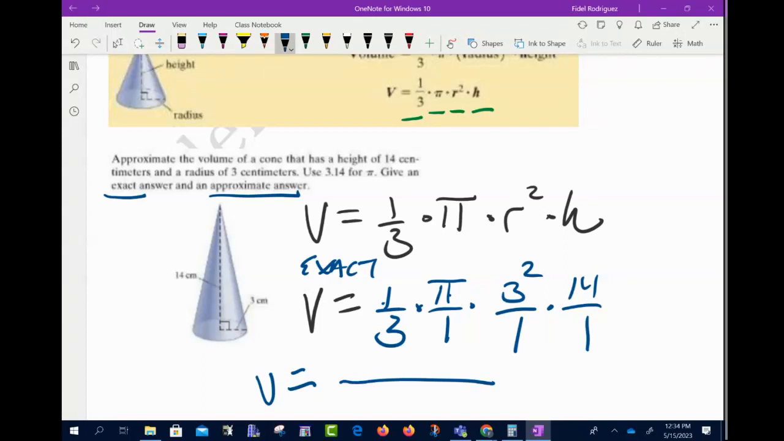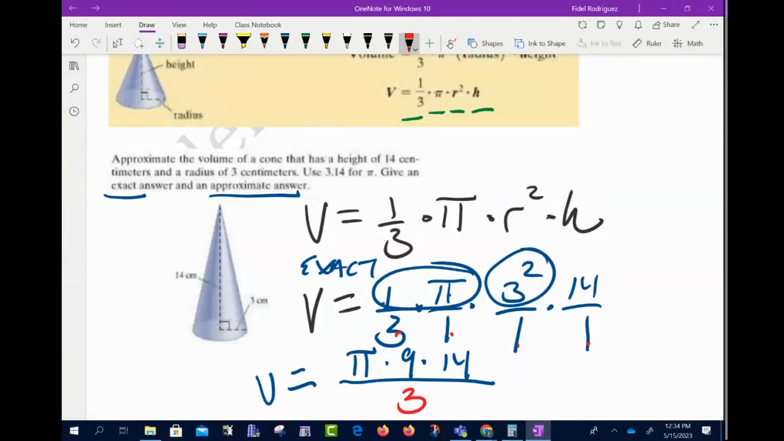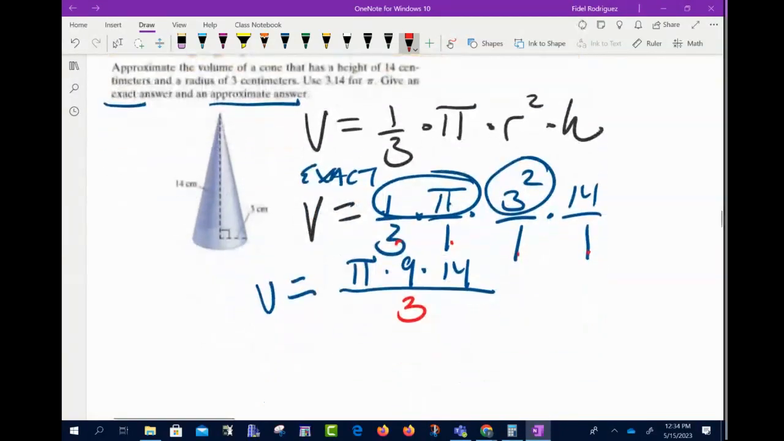What's 1 times pi? Let's keep the pi symbol as it is. Everybody agree 1 times something is whatever that something is? So 1 times pi is still going to give me a pi. Anybody know what 3 squared is? Remember, 3 squared means 3 times 3, which is 9, times 14. Let's do the bottom part. What's 3 times 1 times 1 times 1? Still 3. Excellent. You're doing great.